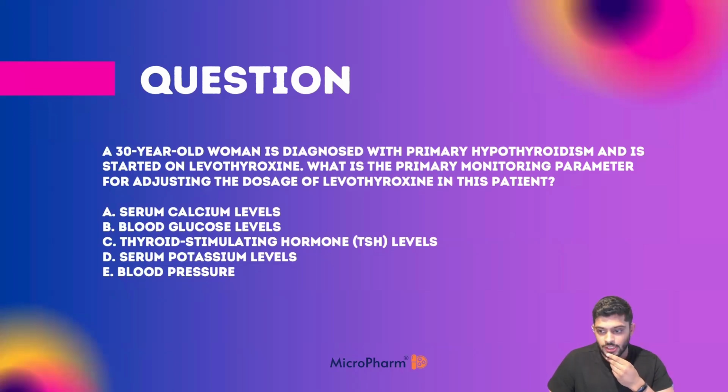Let's share your answers over here. So the correct answer was thyroid stimulating hormone, TSH levels. Can anyone give me some more information about how often you would check TSH levels if a patient's newly commenced on it for primary hypothyroidism?